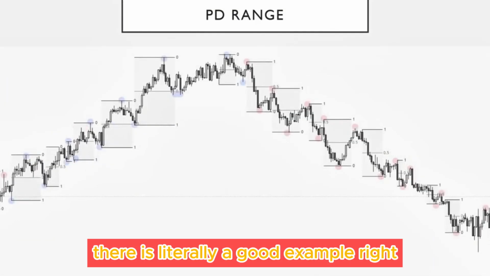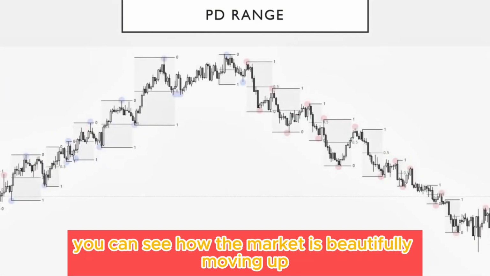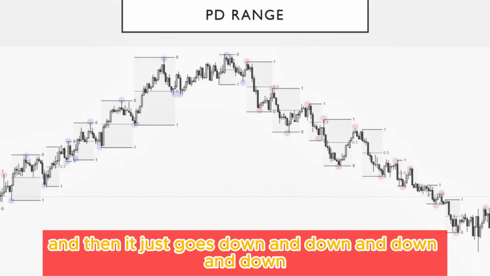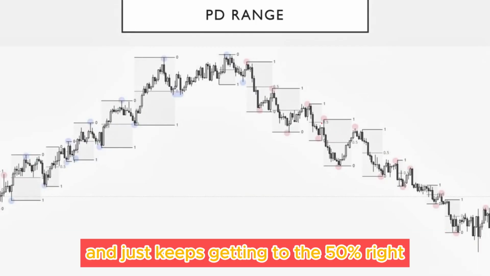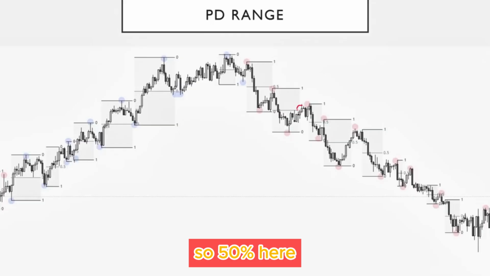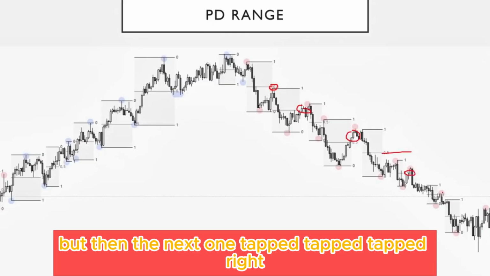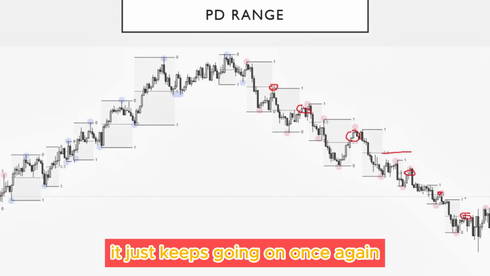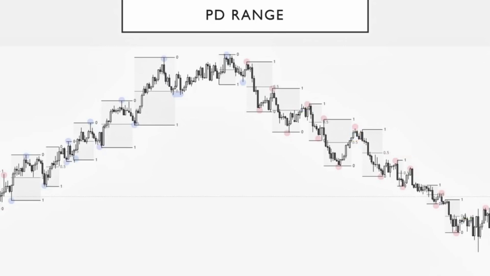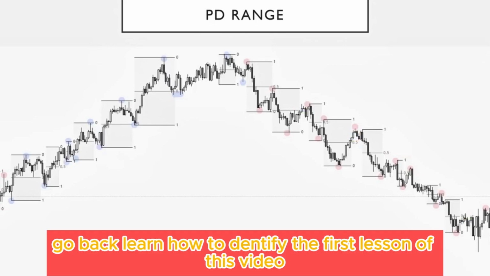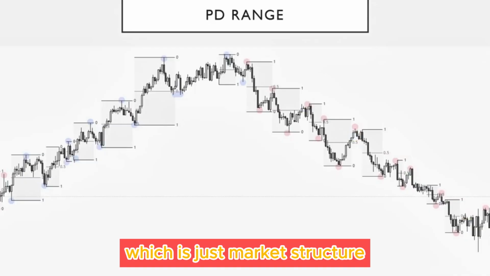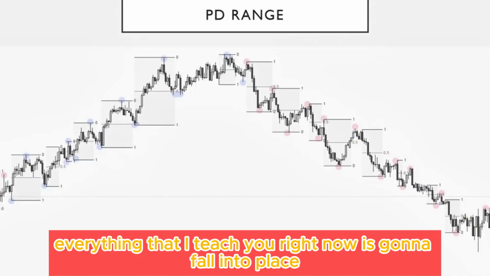There is a linear grid example. You can see how the market is beautifully moving up, up, and up, and then it just goes down and down and down, and just keeps getting to the 50%. So 50% here, 50% almost right there, above 50% here. It didn't tap right there, but then the next one tapped, tapped, tapped. It just keeps going on. Once again, go back, learn how to identify the first lesson of this video, which is just market structure, and then everything that I teach you right now is going to fall into place.